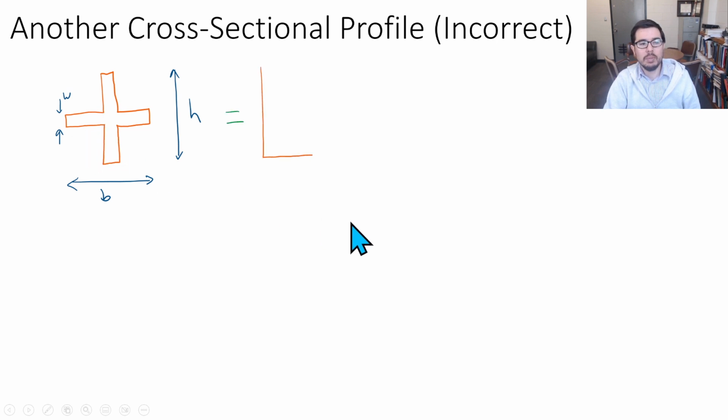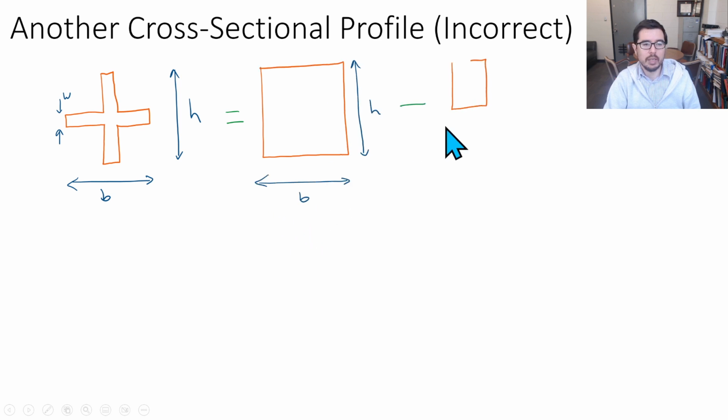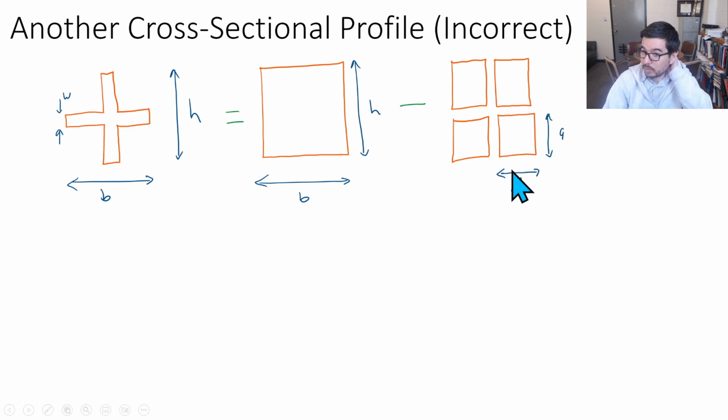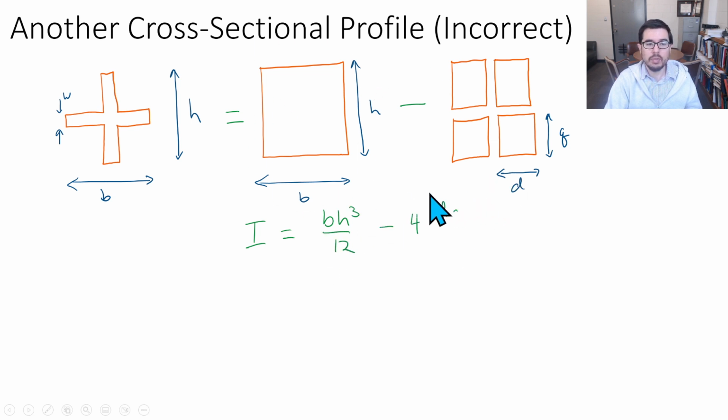So maybe I can look at this and I say, okay, BH, and I do my subtraction again. I just did subtraction, it was very convenient. And we'll define these chunks with D and Q. So then I'll just write out I equals BH cubed over 12, that's this one, minus 4 of these things, and D cubed over 12.